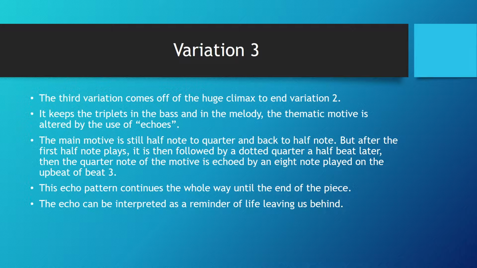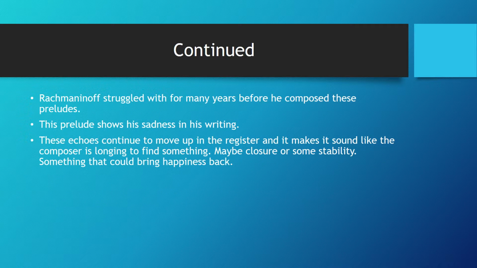But when you hear the first half note of the melody and the motive, a half beat later it is echoed by a dotted quarter note a couple of steps off. And then when you get to the quarter note, you hear an eighth note that is also echoing the quarter note, and that whole thing repeats throughout the end of the piece. So it's really an echo pattern that is following all this. That's the main variation of this, and there are many reasons why this could be happening.